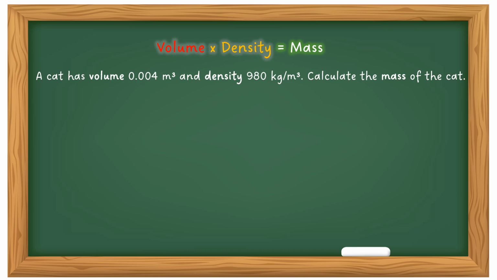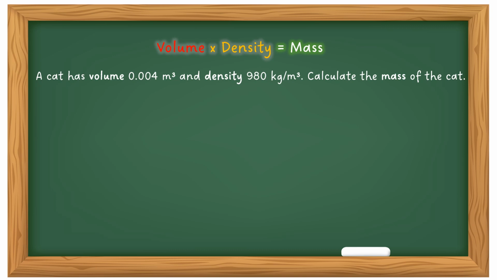Okay, so here's the formula. Volume multiplied by density equals mass. Now let's have a look at a question. A cat has a volume of 0.04 meters cubed and a density of 980 grams per centimeter per meter cube. Now it says calculate the mass of the cat.